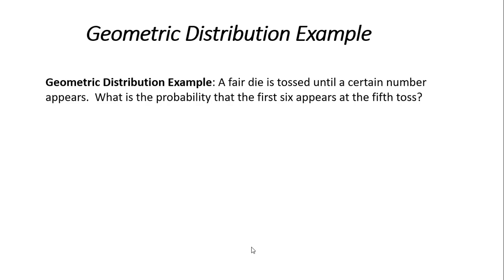Okay, and one more discrete distribution, the geometric distribution. And here we'll just go right to an example. This one's a little bit easier. Suppose we know that a fair die is tossed until a certain number appears. For example, what's the probability that the first 6 appears at the 5th toss? So the experiment is we keep tossing a fair die repeatedly until we get a 6, and we want to calculate the probability the first 6 appears at the 5th toss.